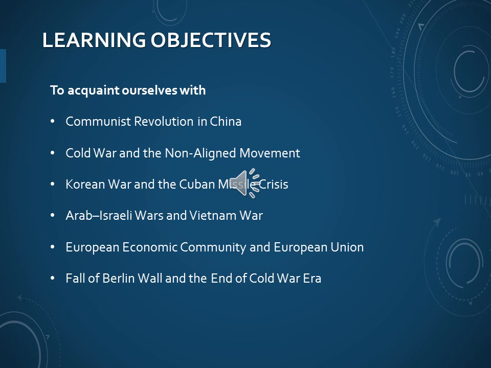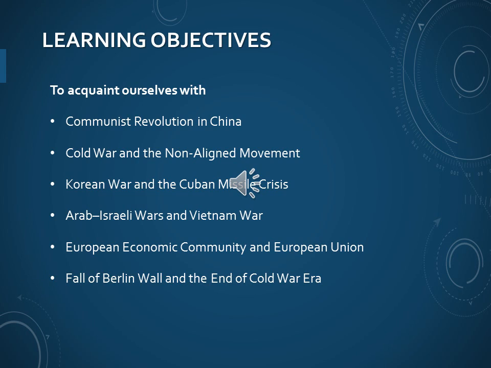Then the Korean War and the Cuban Missile Crisis. Korea was divided into two, North Korea and South Korea. What was the problem between the Korean countries? Then the Cuban Missile Crisis. Cuba is a small island country located near the United States of America, but it is a communist country. So what is the Cuban Missile Crisis?